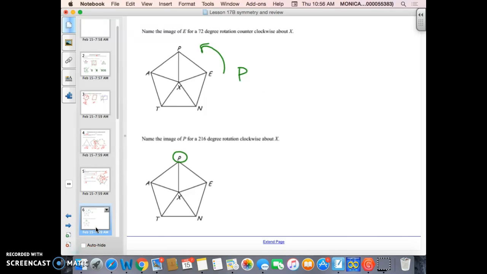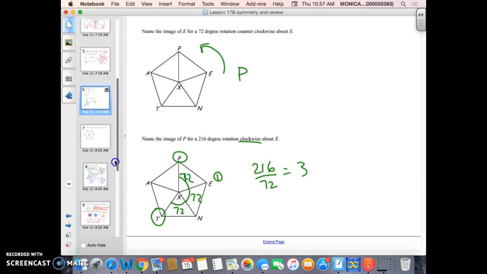So 216 divided by 72. I gave you plenty of time to plug that into your calculator because I'm doing it myself. And that's 3. So that means that's going to be 3 rotations clockwise. So that's 1. 1 will be here. 72, 72, 72. So you'd end up on T.